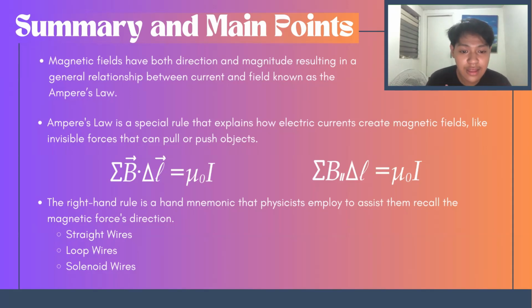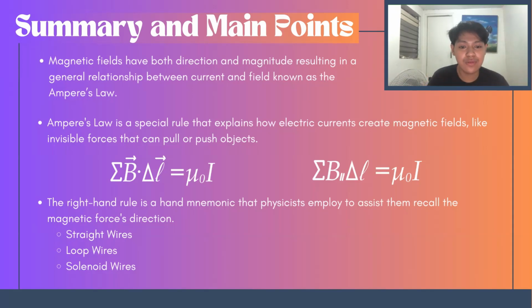Ampere's law states that for any closed loop path, the sum of the length elements times the magnetic field and the direction of the length element is equal to the permeability times the electrical current enclosed in the loop. This is a general formula, which means it varies depending on the shape of the wire.